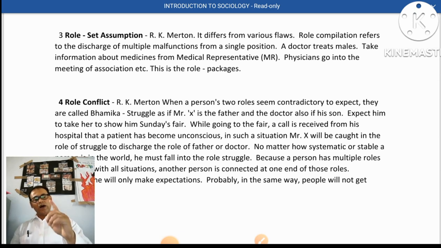If a person has a single position, single status, and all roles are together with a single status, that is called role set. A doctor treats patients, takes information about medicine from a medical representative, and goes to the meeting of an association. All roles related to a single status are called role set. Suppose a teacher has the position of teacher; all roles regarding teaching are the role set.